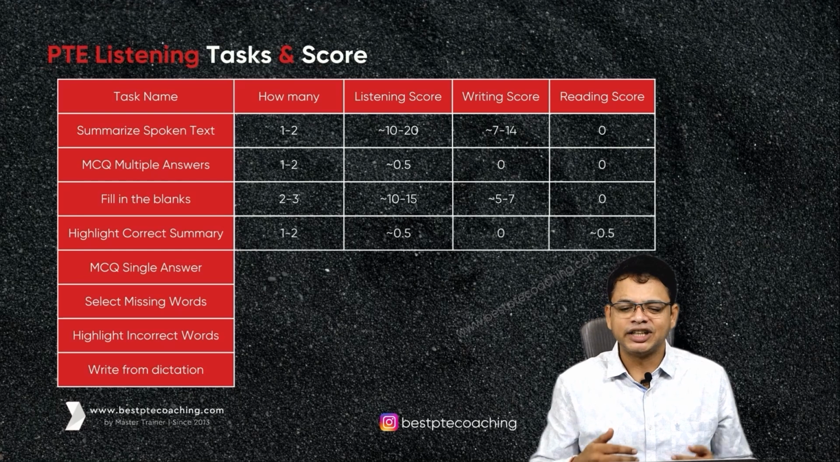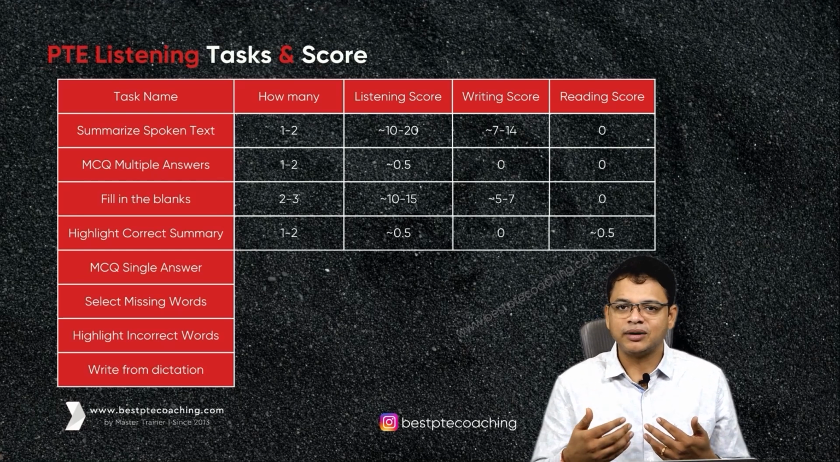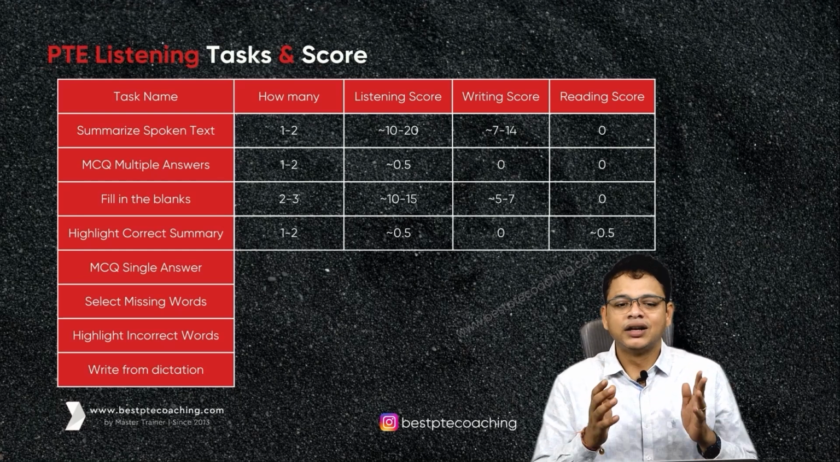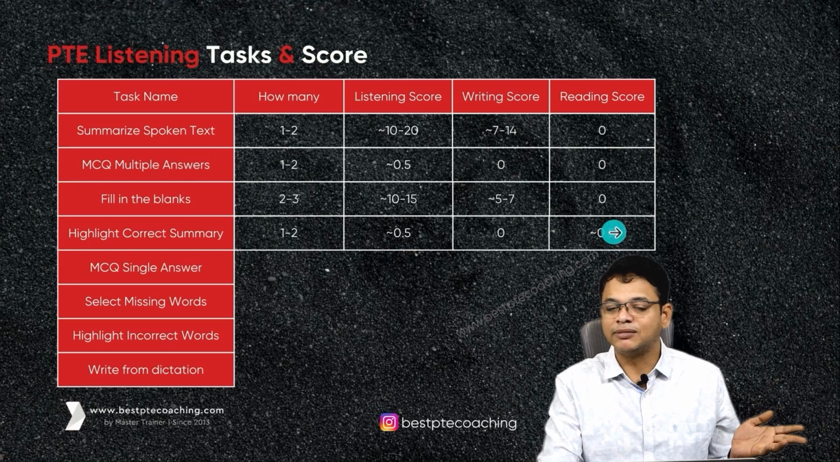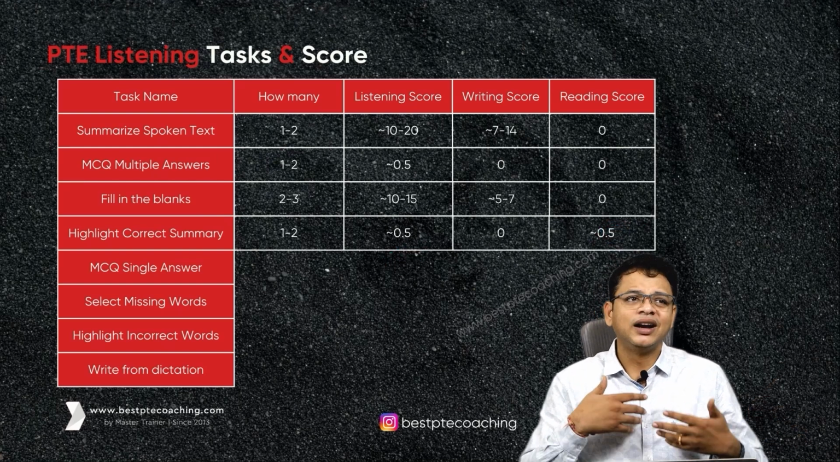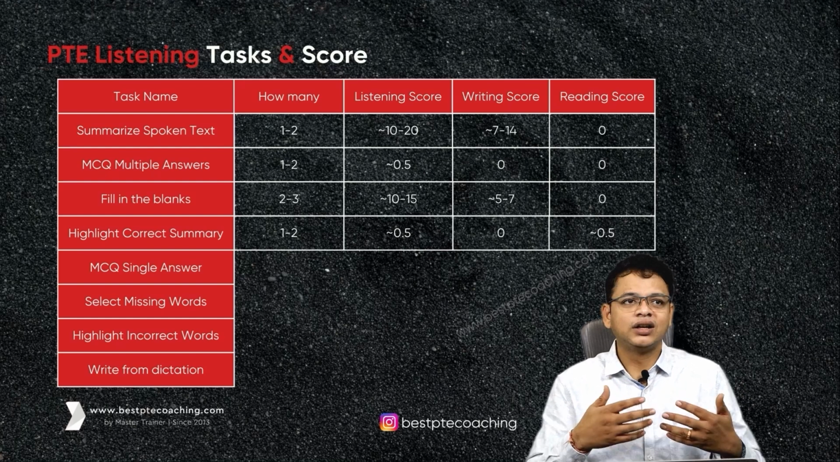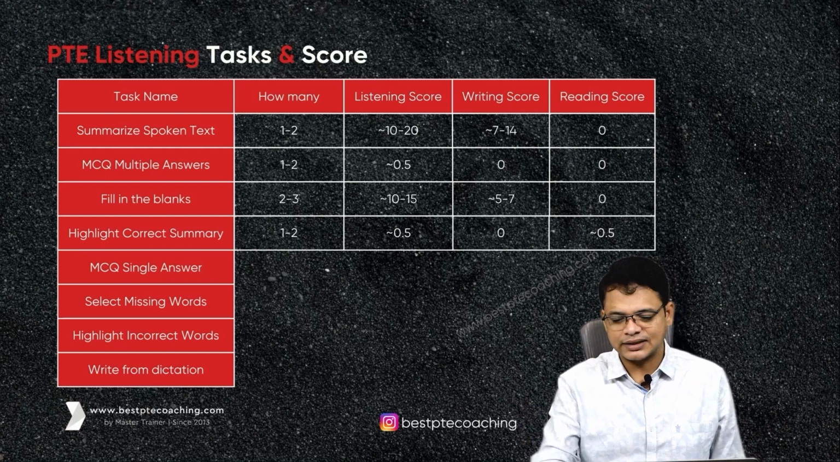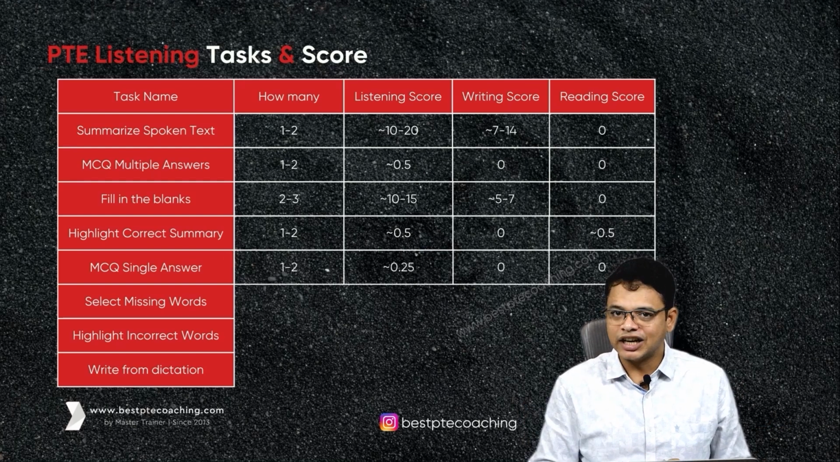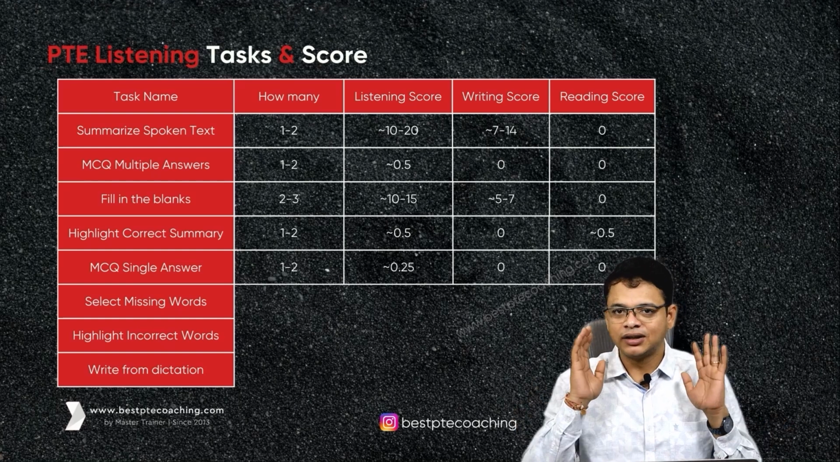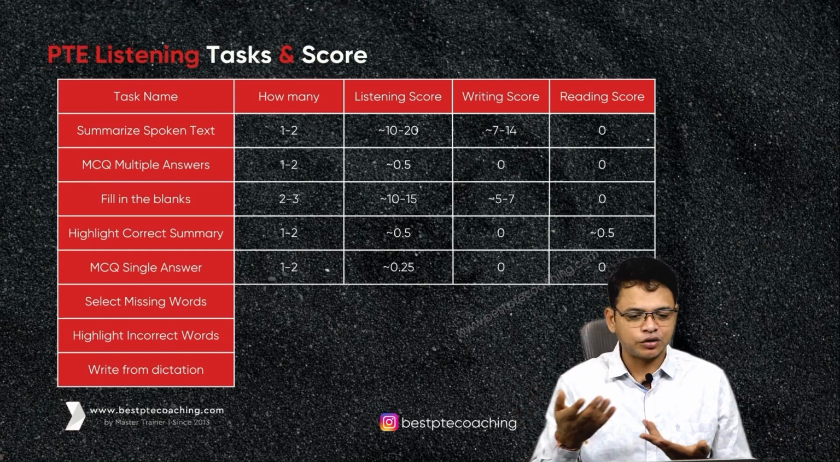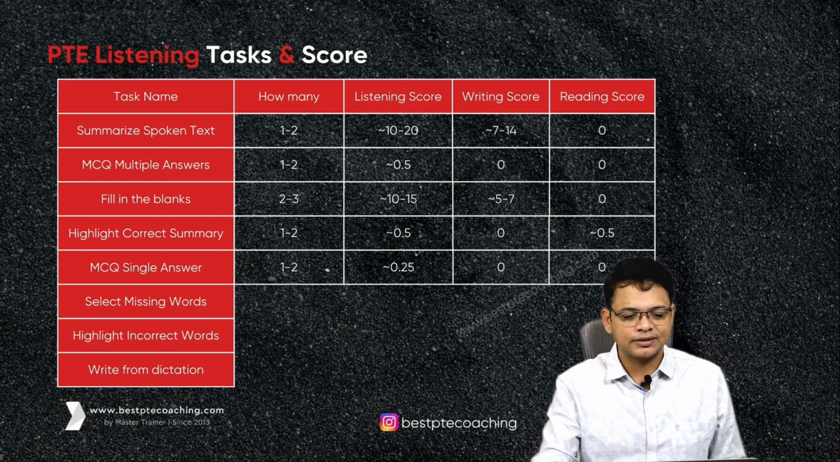Then highlight correct summary is not a very important task in the listening module. It is hardly important. So you get half mark to listening, half mark to reading from this. It's all about listening to an audio and identifying the right summary for the audio. That's it. Multiple choice, single answer, not an important task, guys. If you want to know, upcoming videos have the class for multiple choice single answer. You go through it. Absolutely unimportant task.